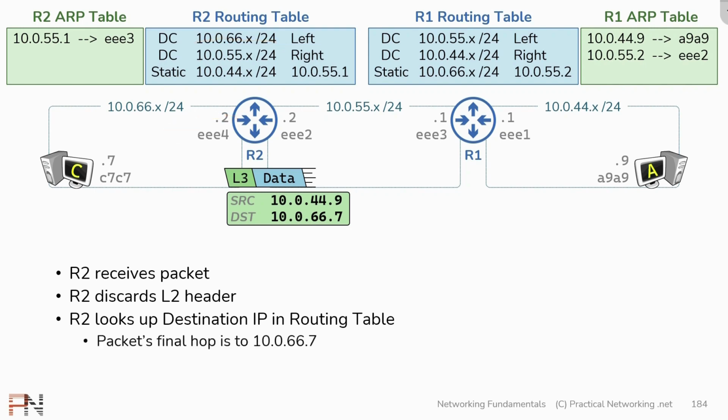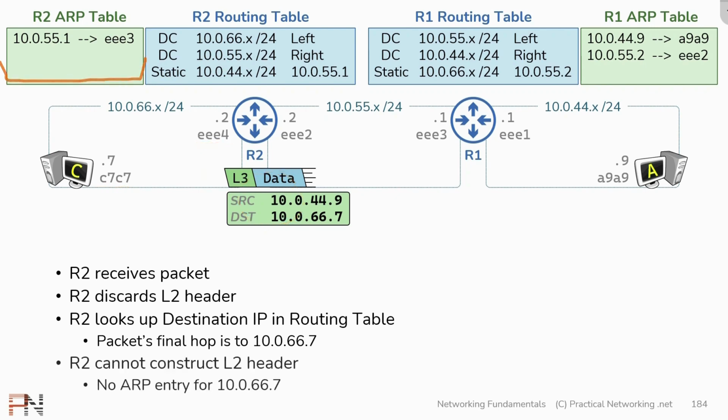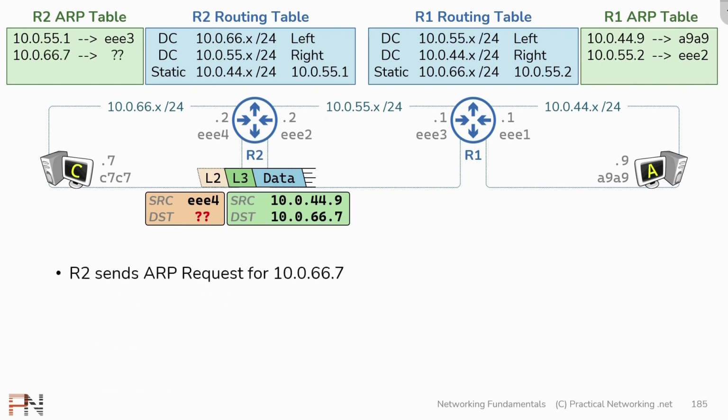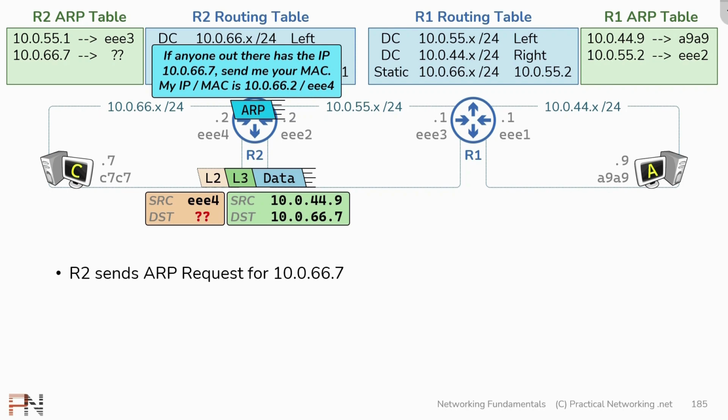Since router 2 is now delivering this packet through a directly connected route, it knows that this is actually the final hop for this particular packet, because the destination exists in a directly connected network. So router 2 will need to construct a layer 2 header, which will take this packet from router 2's NIC to host C's NIC. But just like before, router 2 currently does not know host C's MAC address, and therefore cannot create the layer 2 header. Router 2 is going to have to send an ARP request to resolve the layer 2 address for host C.